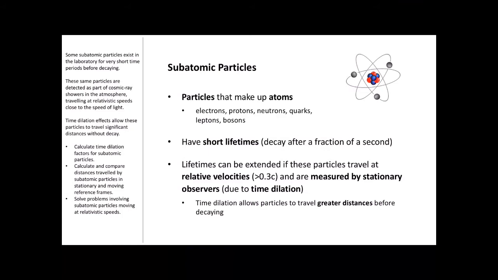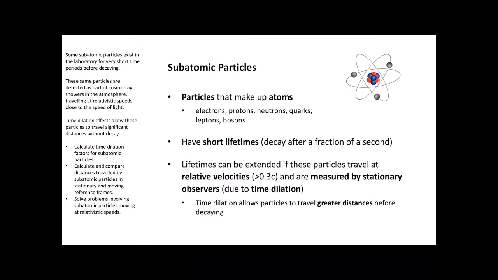So, subatomic particles. As you might guess, they're the constituent particles of atoms, in other words, the particles that make up atoms. Examples include electrons, protons, and neutrons, but there are some more obscure ones as well, for example, quarks, leptons, and bosons, and there are different subcategories of these. These particles have very short lifetimes, and they exist for less than a second before rapidly decaying.